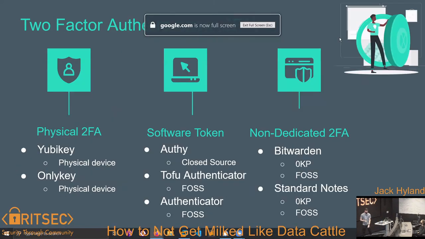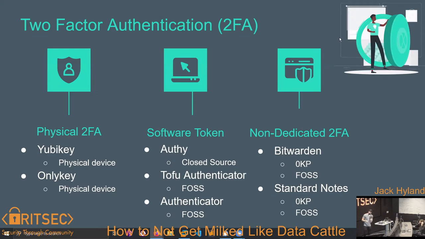Okay, gotta breeze through these. Two-factor auth. There's physical, software token, and non-dedicated. Physical: YubiKey, OnlyKey, physical devices. Software token: you've got Authy, which is closed source, and Tofu and Authenticator, which are both open source solutions. 2FA, it's really good. You should use it.